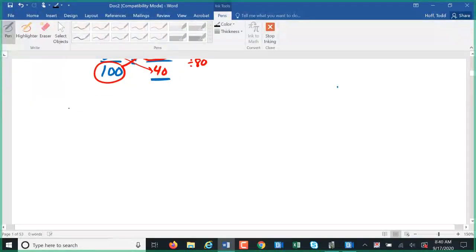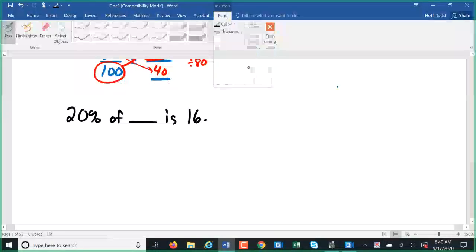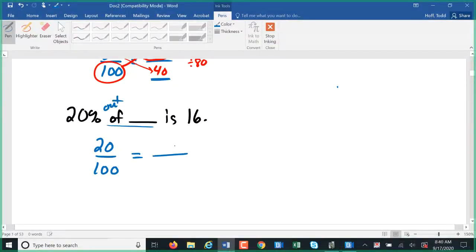We might have 20% of blank is 16. Again, we start with the percent. 20% is 20 out of 100. On the other side here, we have of blank. If you read that as out of blank, that implies the missing number goes on bottom. 20% is 16, implies that 16 goes with the 20.